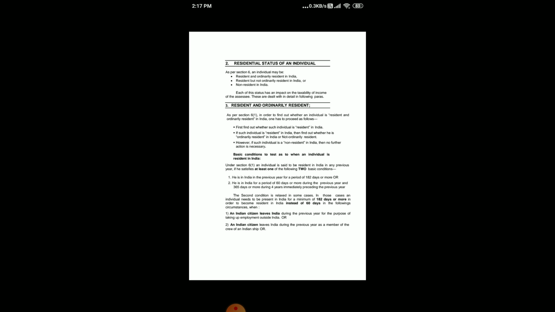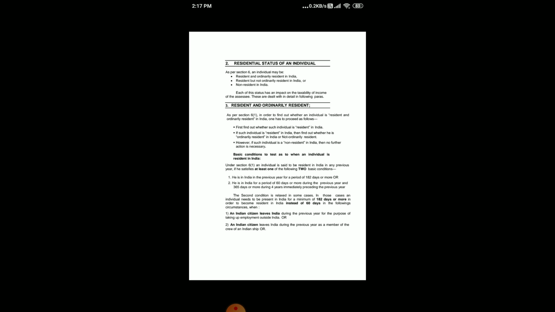Second, if such individual is resident in India, then find out whether he is ordinarily resident in India or not ordinarily resident in India. The next job we have to do is to find out whether he is ordinarily resident or not ordinarily resident. That is the second step.